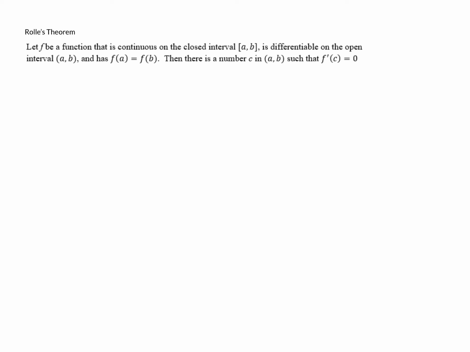What's up, folks? Today we are going to start by looking at Rolle's theorem. Let f be a function that is continuous on the closed interval from a to b, is differentiable on the open interval from a to b, and has f of a equal to f of b. Then there is a number c in the open interval from a to b such that f prime of c equals 0. Let's look at a few examples of functions that satisfy these requirements.